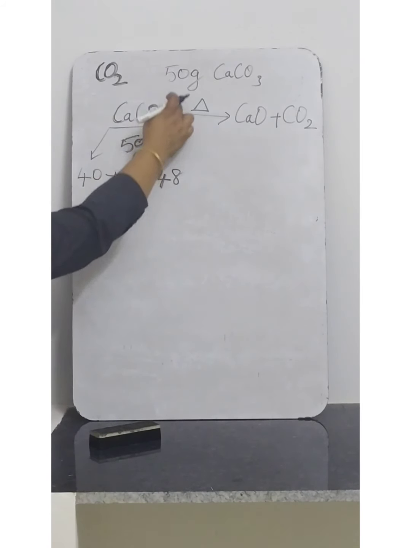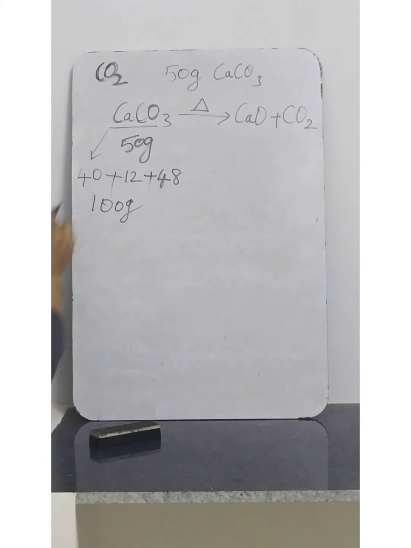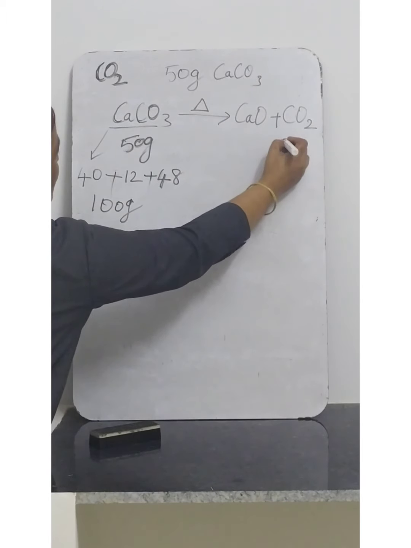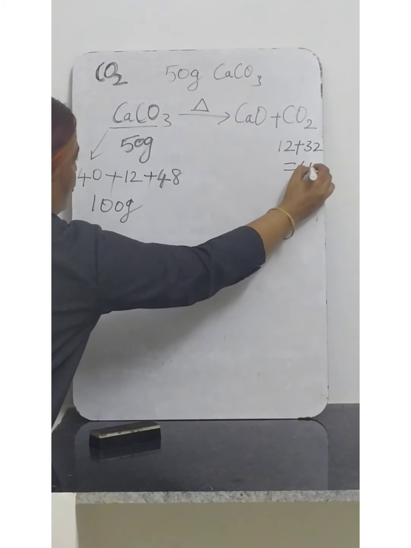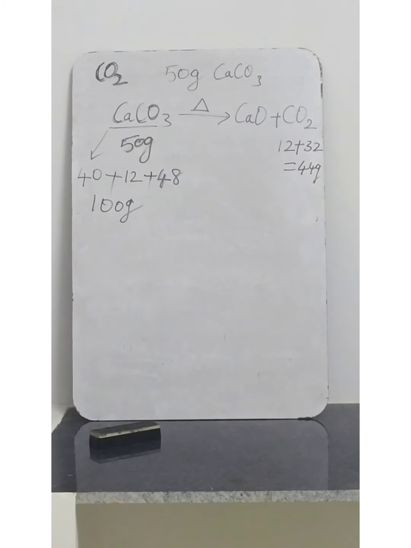So 100 gram of calcium carbonate will undergo heat. It will give carbon dioxide. What is the molecular mass of carbon dioxide? 12 plus 32, which will be equal to 44 gram. Understand what I am saying? So if 1 mole of calcium carbonate will undergo heat, it will give 1 mole of carbon dioxide. That is nothing but 100 gram of calcium carbonate will undergo heat, it will give 44 gram of carbon dioxide. The question is how much volume of carbon dioxide is produced?